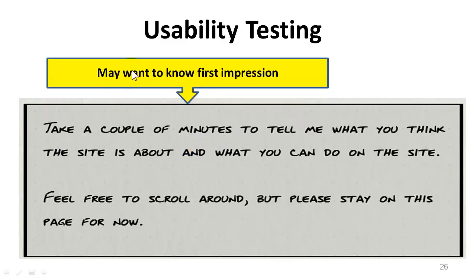Sometimes you just might want to know a first impression of something, and you might have some instructions to the user. Take a couple of minutes and tell me what you think the site's about and what you can do on this site. You should do this for every product. Feel free to scroll around, but stay on the page. So you need to have guidelines and limitations. But just having someone tell you what the site's all about, what they think they can do. Because if they can't figure out our goals and objectives, then I guess we didn't do a good job of putting them forth.